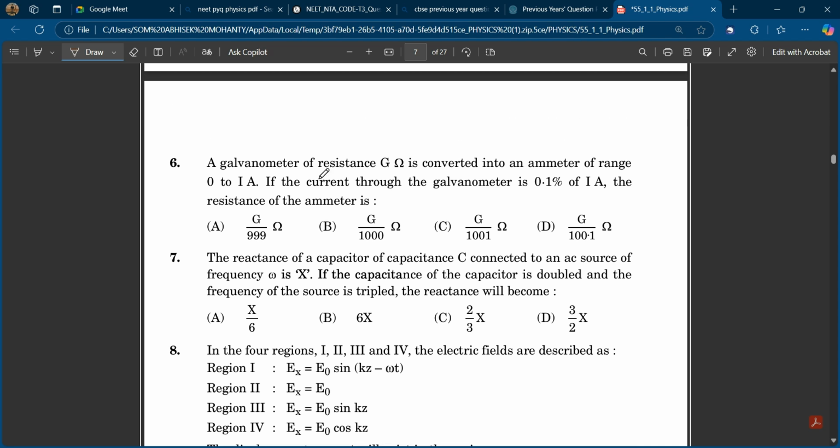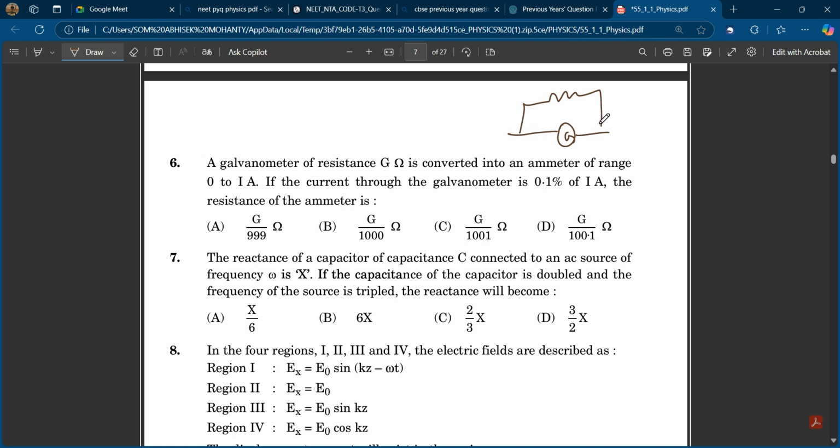If the current through the galvanometer is 0.1% of I ampere. Okay, suppose this is I ampere. The resistance of the ammeter is... So this is again a very easy question. Ammeter is connected in what? In parallel. Right. Ammeter is connected in parallel.